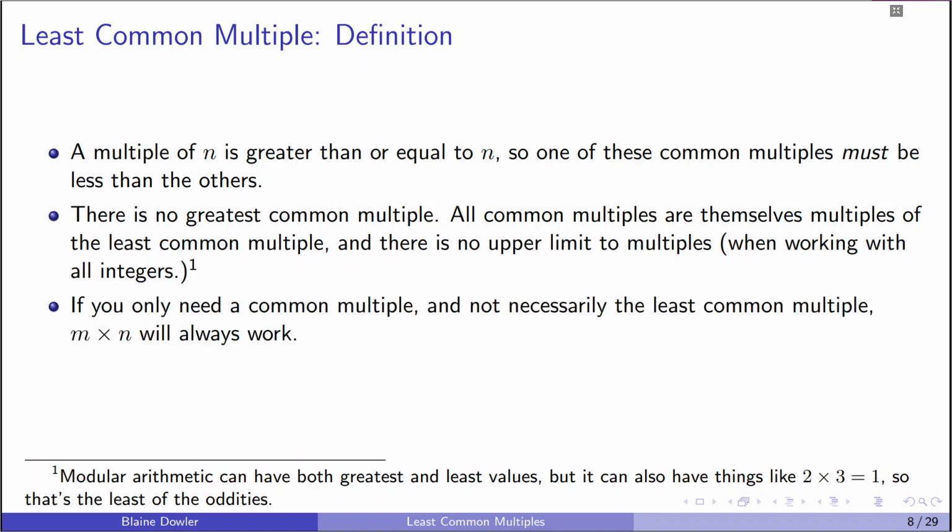But back to least common multiples. If you only need a common multiple, not necessarily the least common multiple, you can always just multiply the two together. That is guaranteed to be a common multiple. It just may not be the lowest one possible.